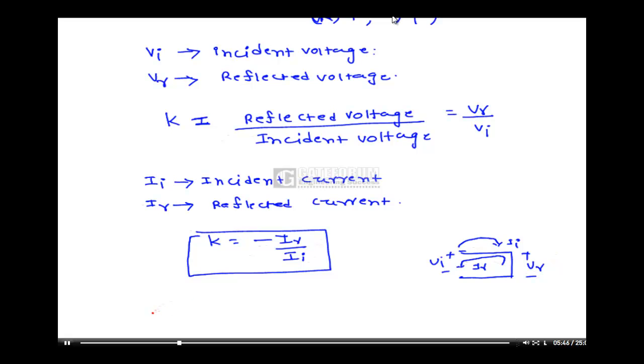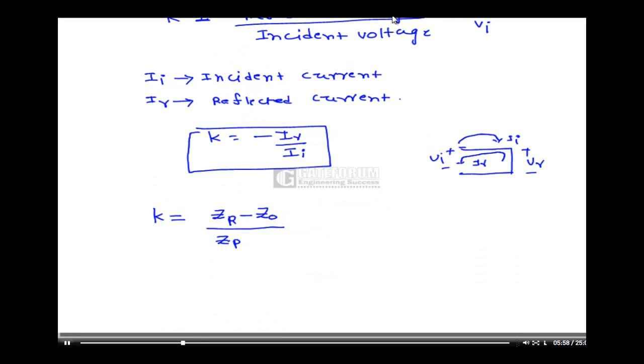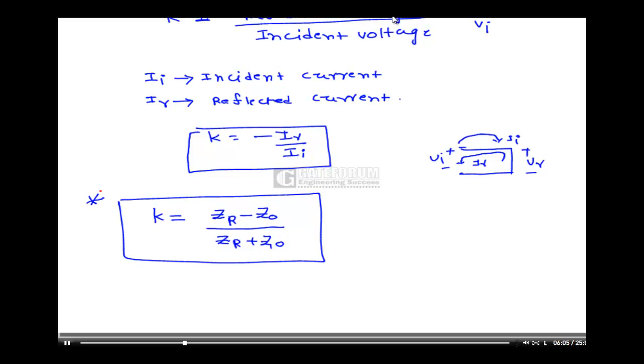I am directly giving the formula for the reflection coefficient. K is equal to ZR minus Z0 by ZR plus Z0. A very important formula to keep in mind. That is, the reflection coefficient of a transmission line is ZR minus Z0 by ZR plus Z0, where ZR is the load impedance and Z0 is the characteristic impedance.